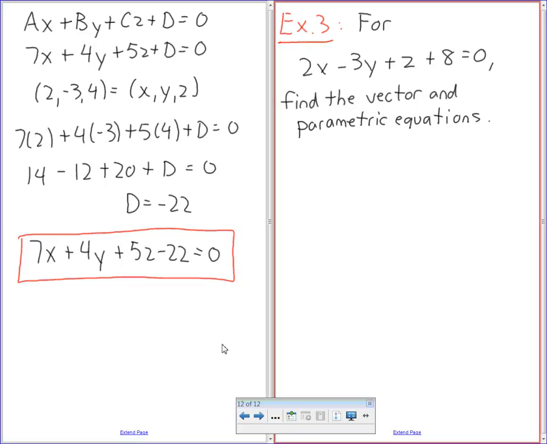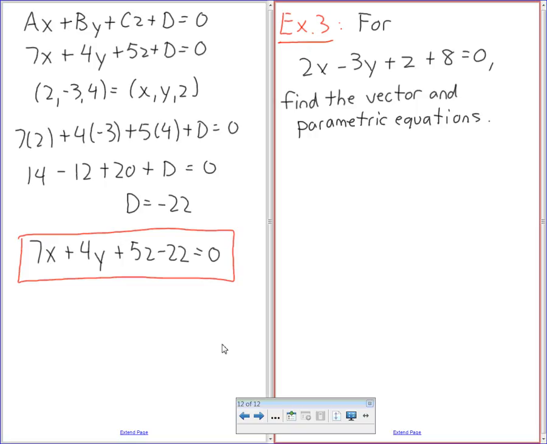Okay, there we go. Now, this is a little bit trickier, this one, because this is going the opposite way. In this case, I'm giving you the scalar version of the plane, and I want you to give me the vector in the parametric form.